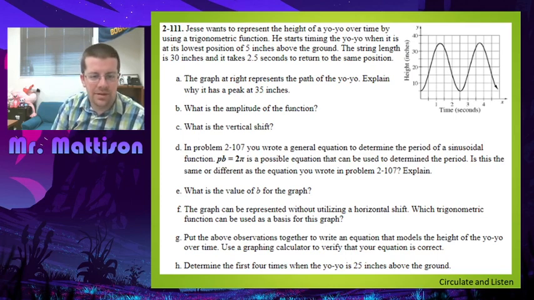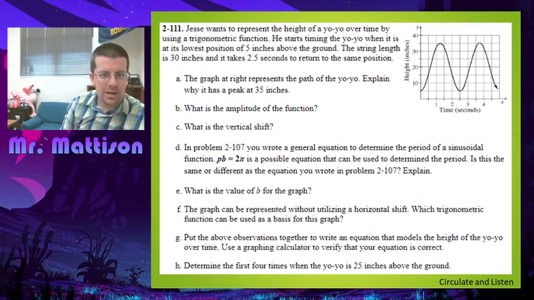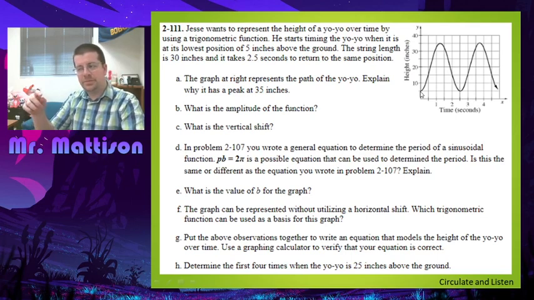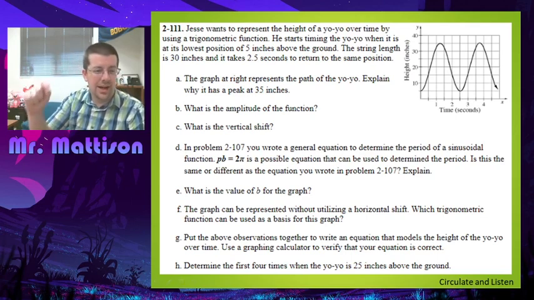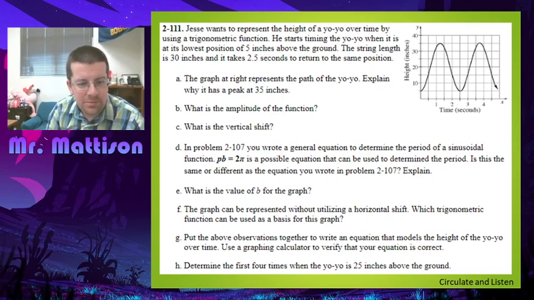And then the graph can be represented without using horizontal shifts. Which trigonometric functions should we use on that basis? So if we don't want to do shifts, and we're starting off at a bottom point, we're going to want to use cosine, but we need to make it negative, right? Because if we were doing shifts, then we'd have to do a sine shift of this much, or just do a cosine where it starts here and make it negative so it starts on the bottom, not on the top there.